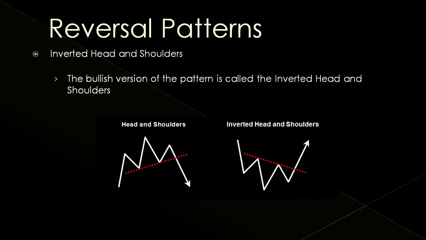Price then goes downwards and forms a new valley that is higher than the previous valley. This forms the right shoulder. The next move that we can expect is for price to break out towards the upside, and in this case, we can look to enter the market with a buy trade.